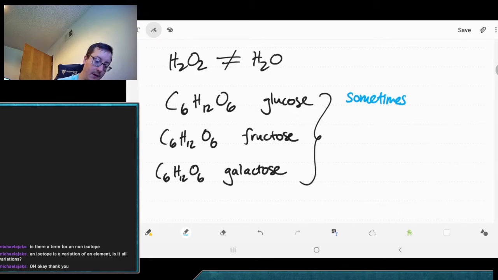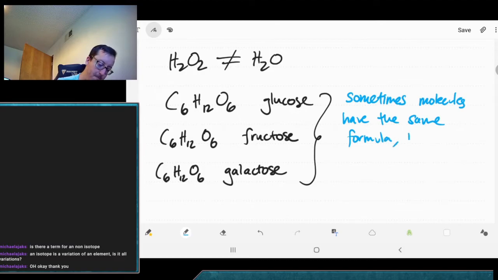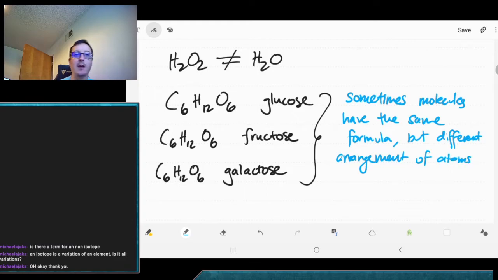Sometimes we're going to see that molecules have the same formula but different arrangement of the atoms. I'm not going to go through all of these; they're organic molecules, a little more complex than what we're going to deal with in this class. But suffice it to say, these take different structures. They're arranged in different ways from each other, and in doing so we end up with different molecules.